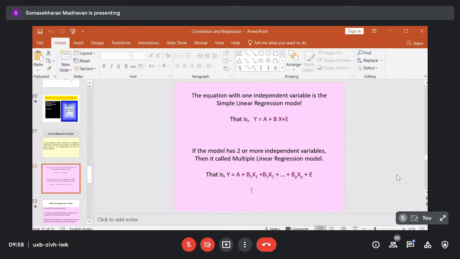Together this expression, a plus b1 x1 plus b2 x2 plus b3 x3, is called the deterministic component. And all other factors, whether systematic errors or random errors, together are expressed as E, the error term. It also influences Y, and the nature of E is random.